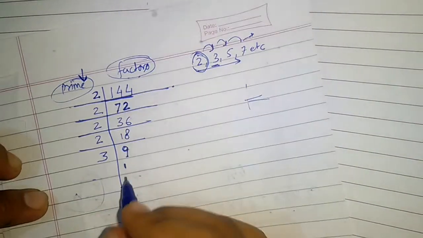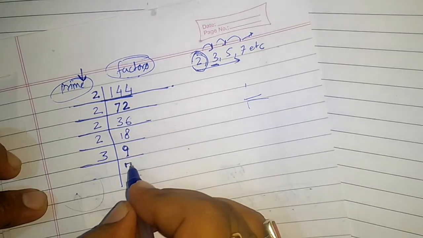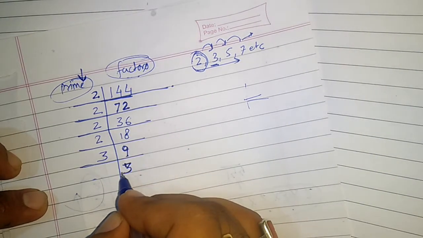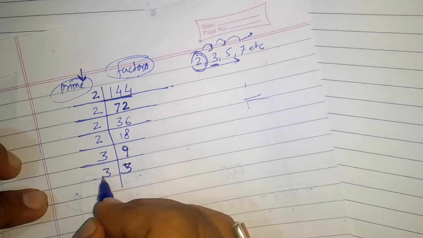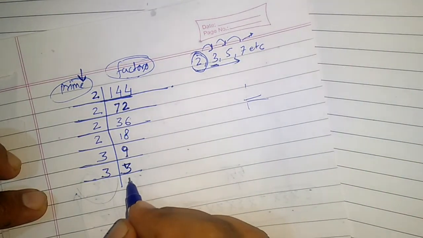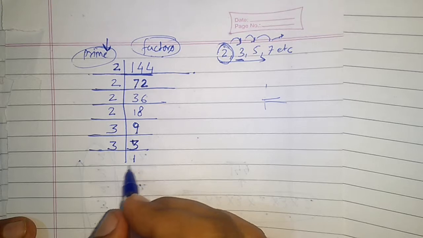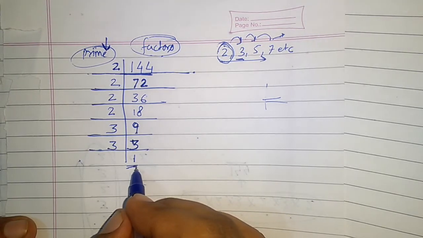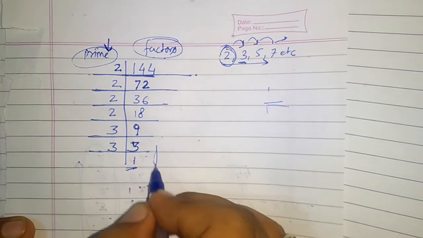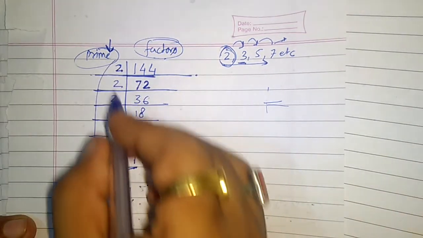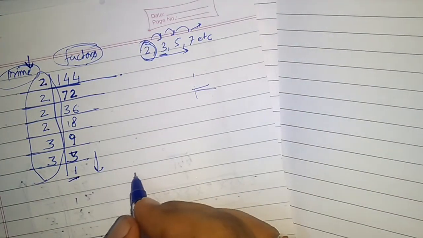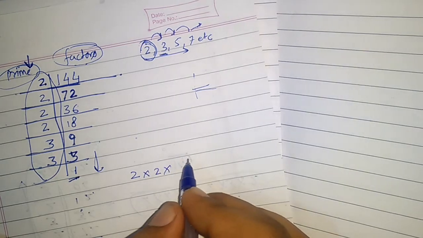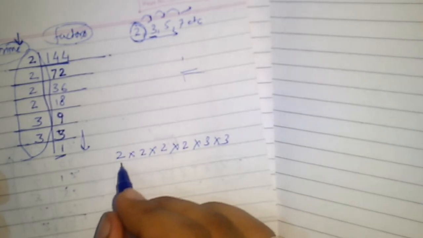So 3 into 3 is 9. Now we will again write 3 here, so it comes out to be 1. When the quotient comes out to be 1, we stop the whole process, and we write all these prime numbers here. This is the answer: 2 into 2 into 2, then again 2, then 3, and then again 3.